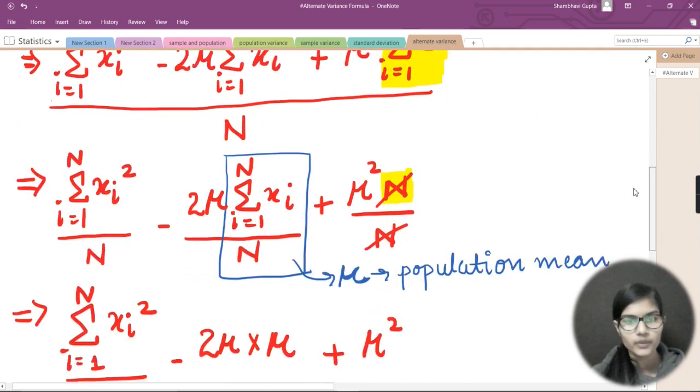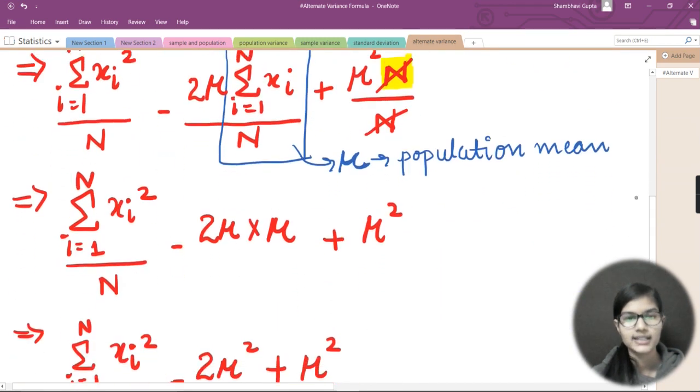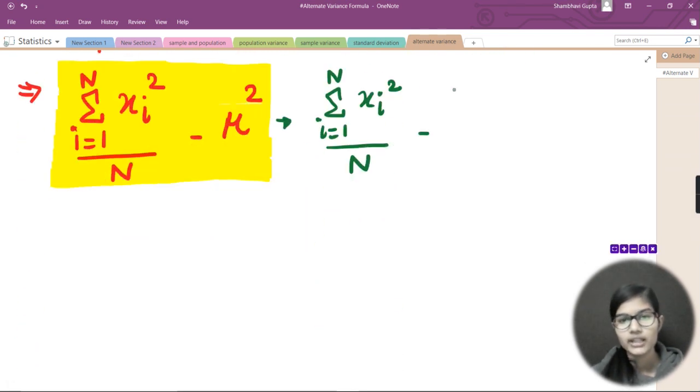Okay, so where is my mu? Where is my mu? Right. So here I have replaced this whole formula with mu, right? So the formula for my population mean is sigma i equals 1 to n of xi upon n. So I'm going to write the same thing here.